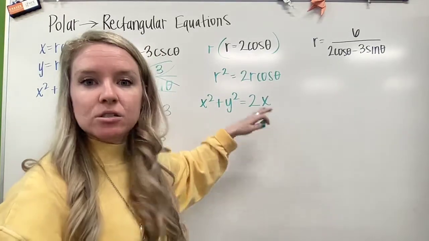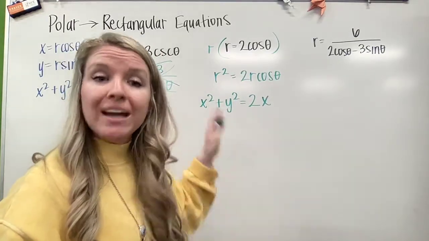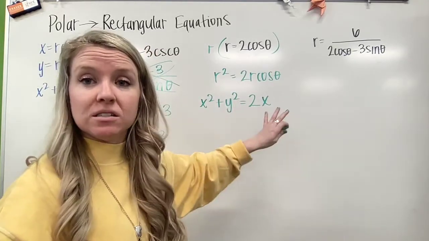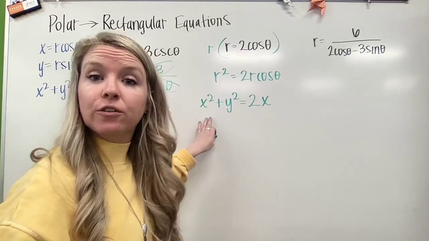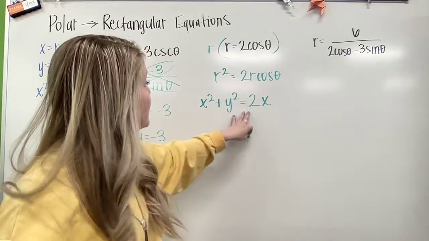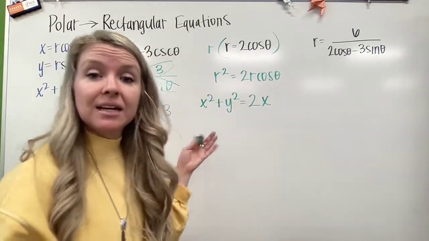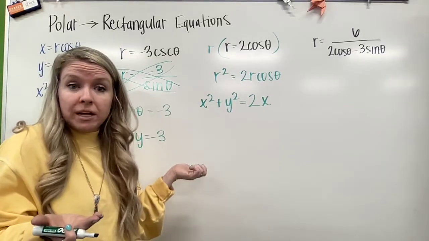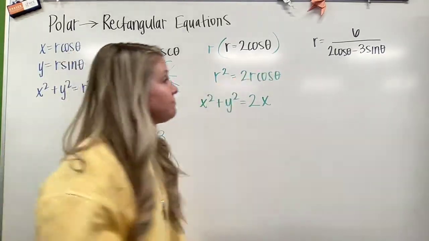We could rewrite it, do some algebra, but at this point, it is technically a rectangular equation. It's only in terms of x's and y's. We're going to call this good for now. Okay? So once I've eliminated my r's and my thetas, I'm good to go. So we're done. Next problem.